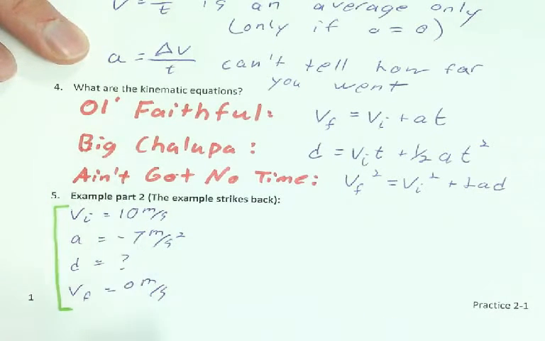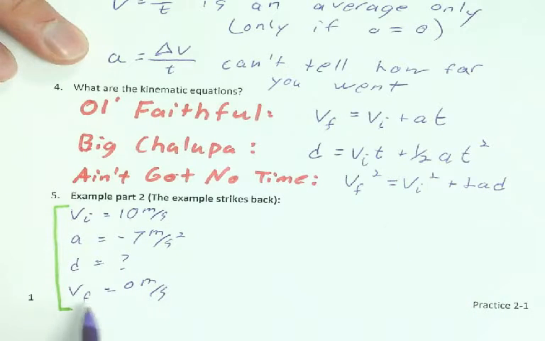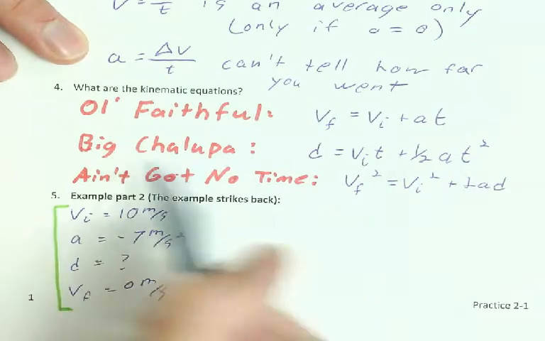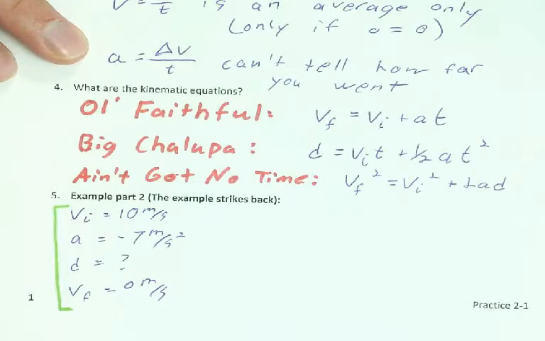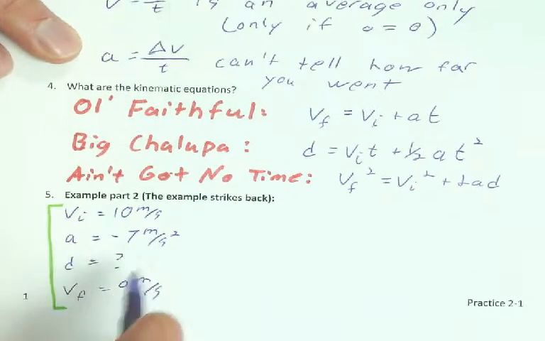All right, Big Chalupa. Does Big Chalupa have VI? Yes, it does. Does Big Chalupa have A? Yes, it does. Does Big Chalupa have D? Yes, it does. Does Big Chalupa have VF? No, it does not. So Big Chalupa is out. Can't use it. Okay? Hopefully it ain't got no time because I'm out of options after that.